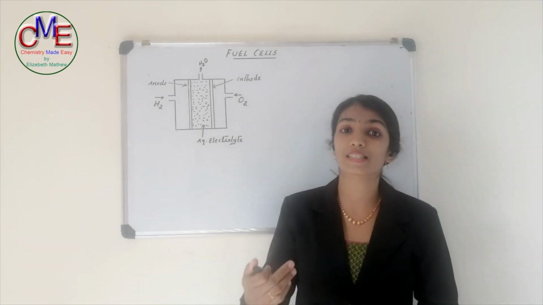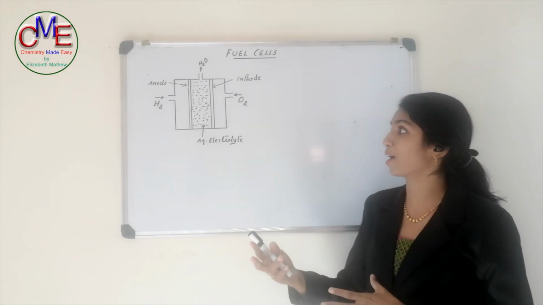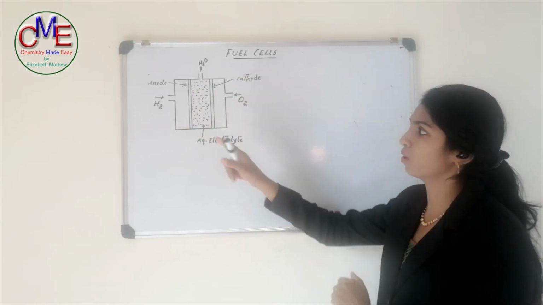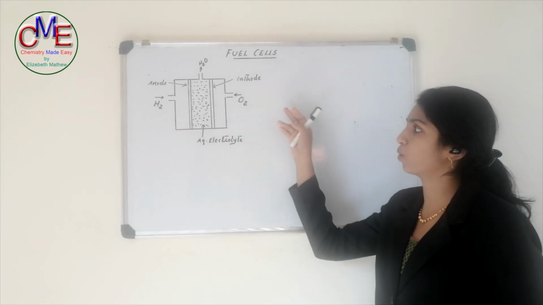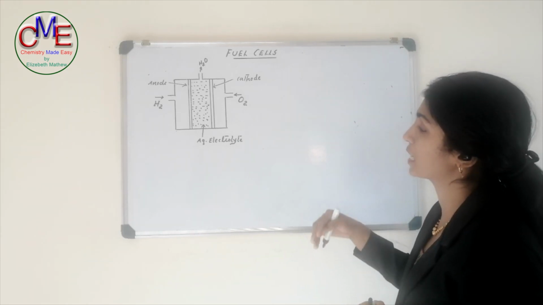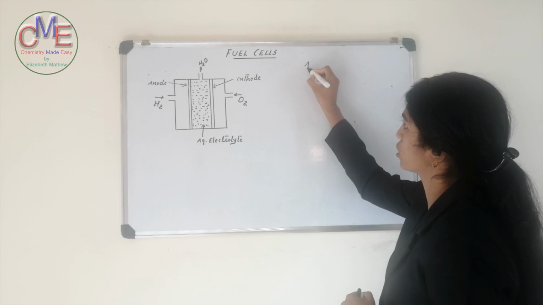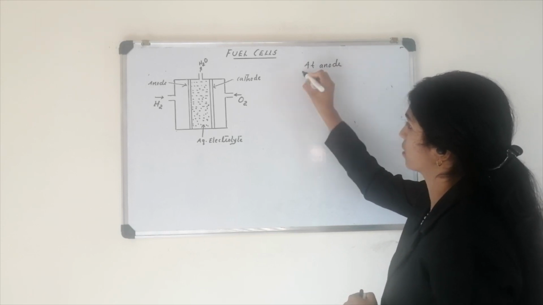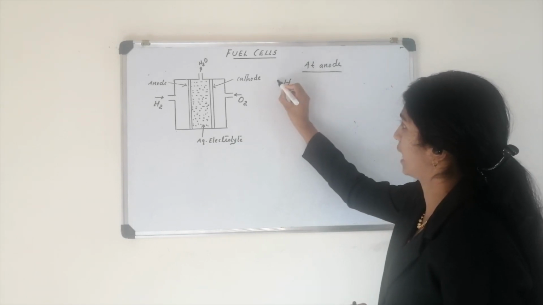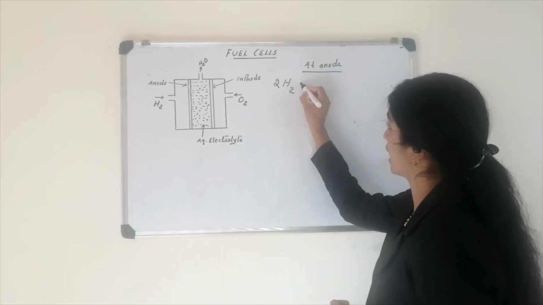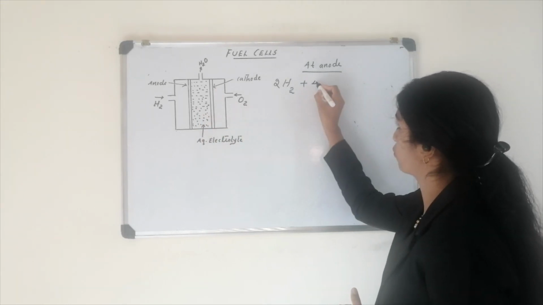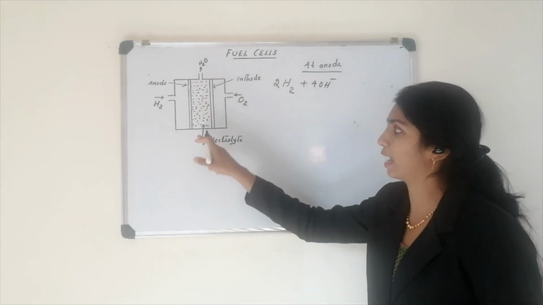So let's see what the chemical reaction at the anode and at the cathode is. Since the anode is a graphite rod, through the anode we are passing hydrogen gas and through the cathode we are passing oxygen gas. Oxidation always occurs at the anode. So let's see what the electrode reaction at the anode is. At the anode, hydrogen gas is there. If you take two molecules of hydrogen gas, this hydrogen gas gets oxidized in the presence of OH- ions, which are available in this electrolyte.